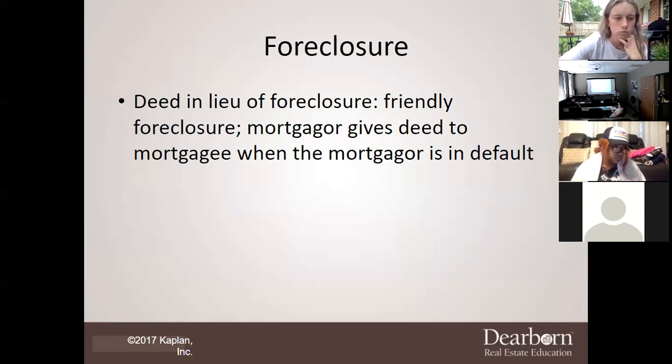So if you know you're going to get foreclosed on and you don't want to go through all that mess, this could save you from it. And that's one of the methods for foreclosure.